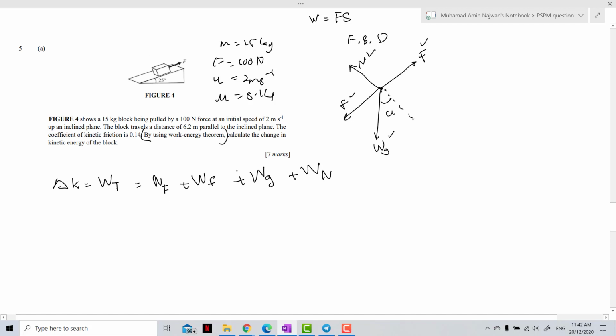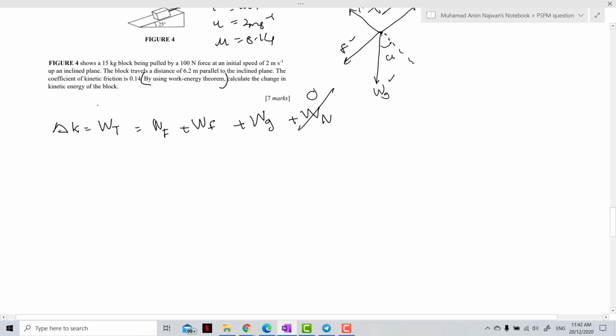So there are 4 types of work here, and you need to know that the work normal here will be equal to 0, because our displacement over here has a 90 degree angle. This is originally Fs cos theta, so there's 90 degree here, so work normal is 0. So there are only 3 amounts of work you need to know: work external, work friction and work gravity. So let's do it one by one.